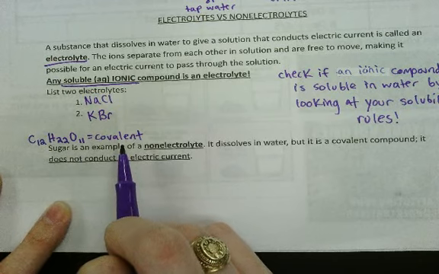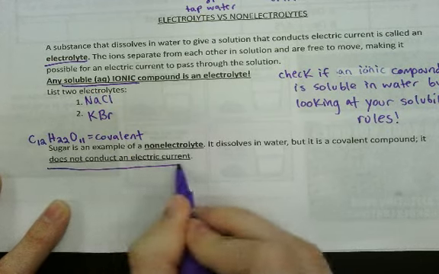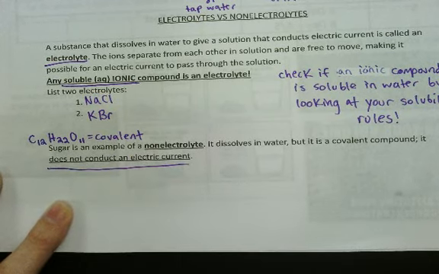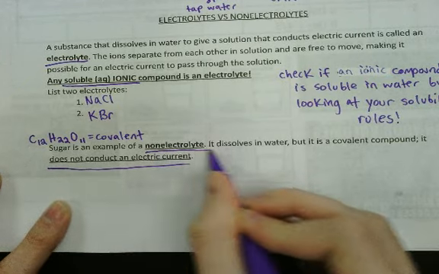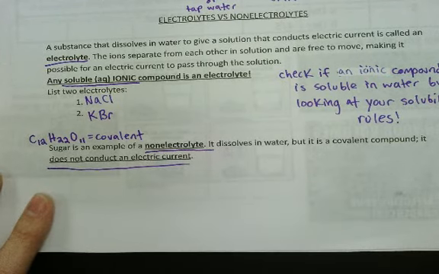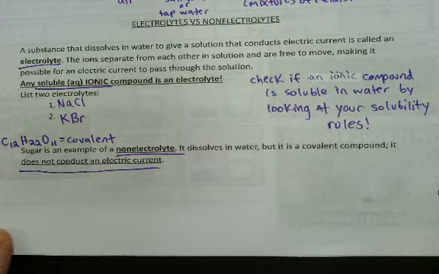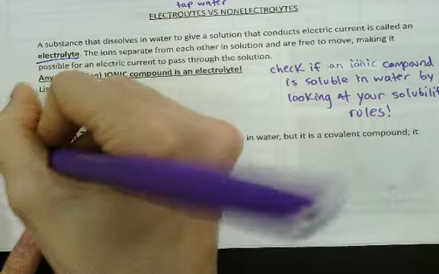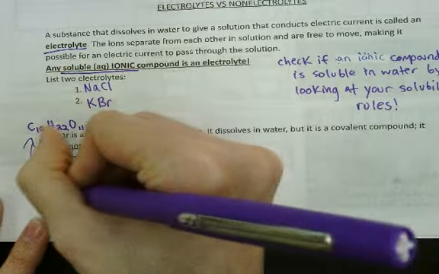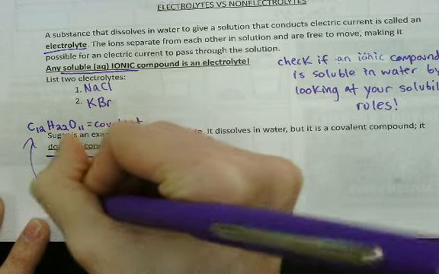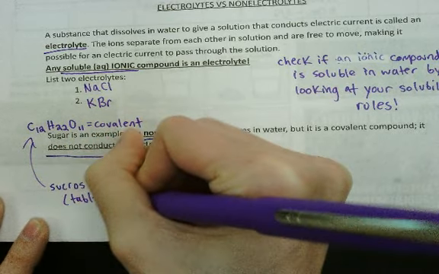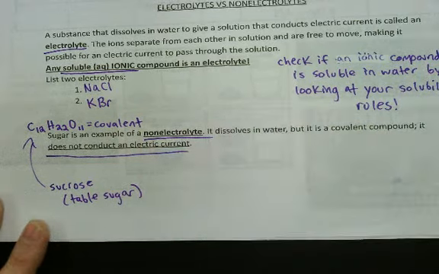So since it is a covalent compound, it does not conduct an electrical current. It does not separate into ions. It is considered a non-electrolyte. And just so you are reminded what we wrote up here, this is sucrose, which is table sugar.